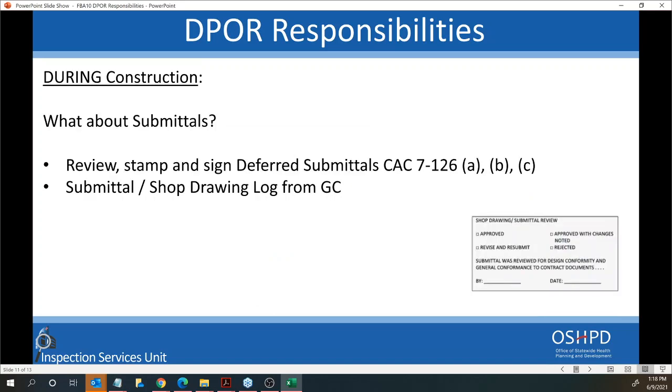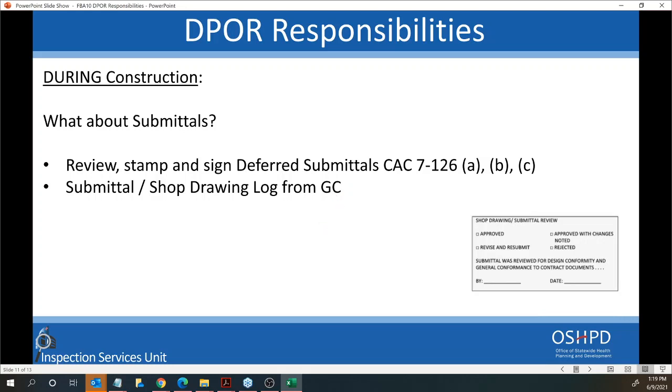So during construction also, what happens? There are submittals, which can be the first submittals where the DPOR needs to review, sign, and stamp and get the OSHPD approval, but there are also shop drawings and other types of submittals that are reviewed only by the DPOR.